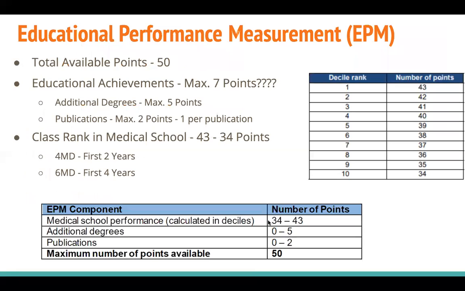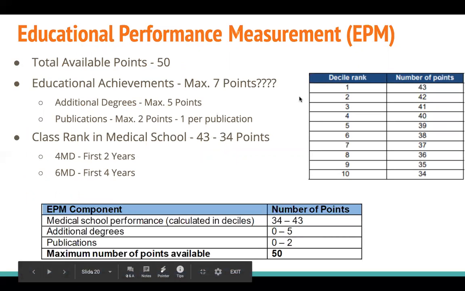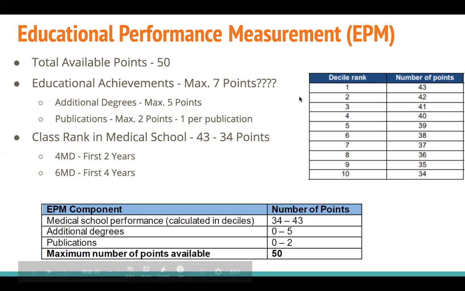Okay, so the EPM, which I was talking about yesterday and the last slide, is the Educational Performance Measurement score. The total available points is 50, and this just happened a couple of days ago, but I'll explain about the educational achievements. The max you get for educational achievements is 7 points. If you have an additional degree, the max you can get is 5 points. If you have publications, the max you can get is 2 points, 1 point per publication. You would need to have your PubMed ID to input into the Oriel application. And I think if you had a 2:1, that's like 3 points or something, or a first, or a PhD, that's like 4 or 5 points. You just have to check on the UKFP website.